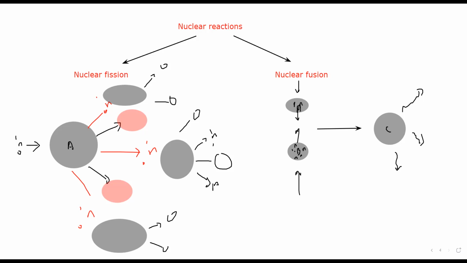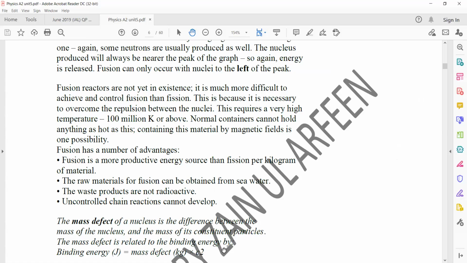But there are practical difficulties of building a nuclear fusion power station as compared to fission. Small scale can be done, but large scale it is not possible. The reason for that, as you can see, is that fusion reactors are much more difficult to achieve and control than fission, because you have to overcome the repulsion between the nuclei, and that requires a very high temperature, about 100 million Kelvin or above. A normal container cannot hold anything as hot as this.